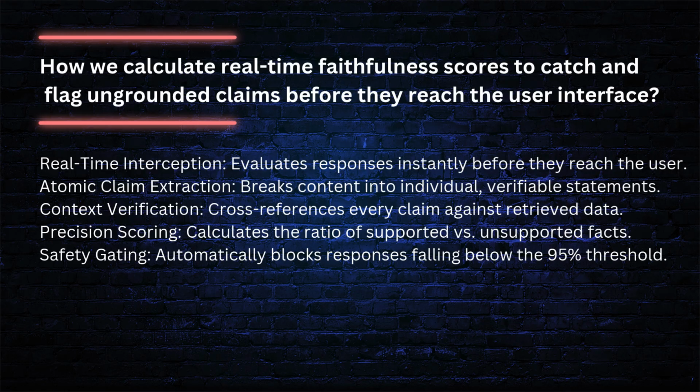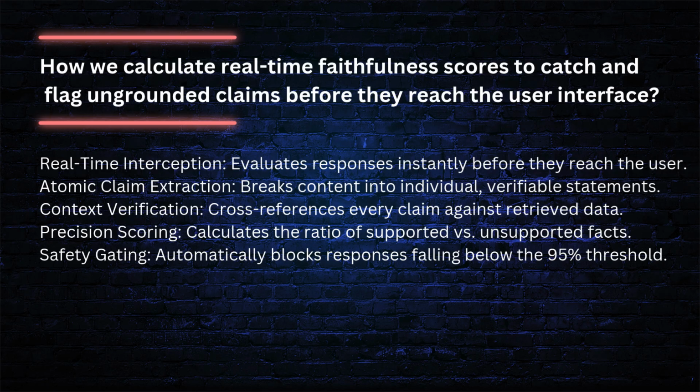Also, the evaluator cross-references each atomic claim against the retrieved context chunks, issuing a binary verdict: 1 for supported, 0 for unsupported. We calculate the ratio of supported claims over total claims, and if the score falls below a strict threshold, for example less than 0.95, the UI blocks the response and triggers a safe fallback message.